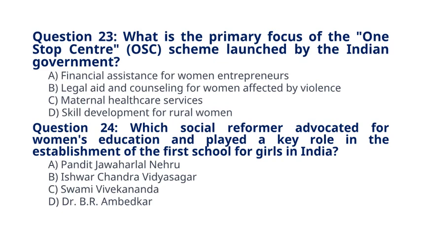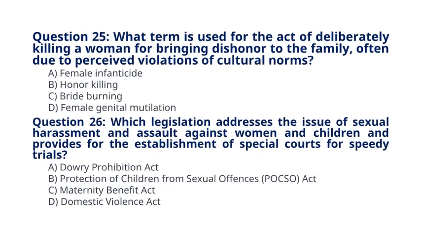Question 24. Which social reformer advocated for women's education and played a key role in the establishment of the first school for girls in India? A. Pandit Jawaharlal Nehru. B. Ishwar Chandra Vidyasagar. C. Swami Vivekananda. D. Dr. B.R. Ambedkar. The correct answer for question 24 is option B. Ishwar Chandra Vidyasagar.